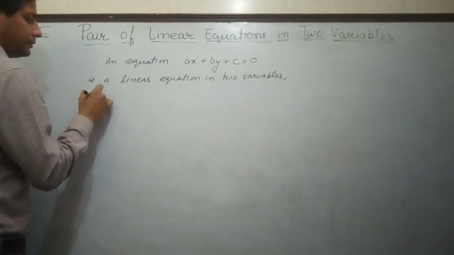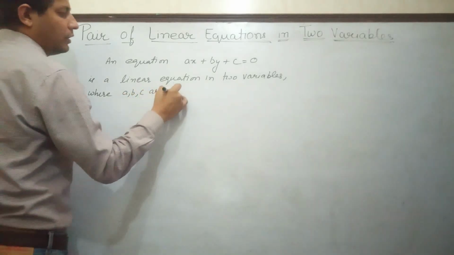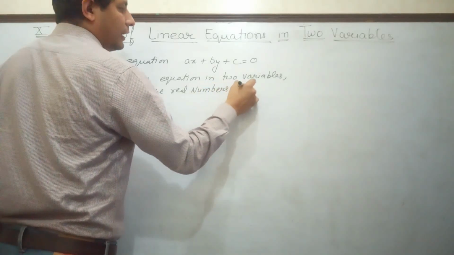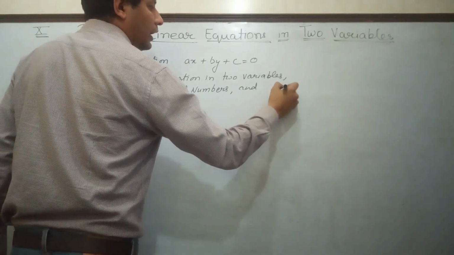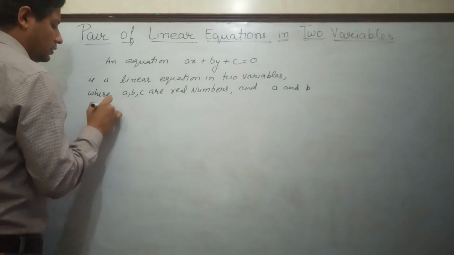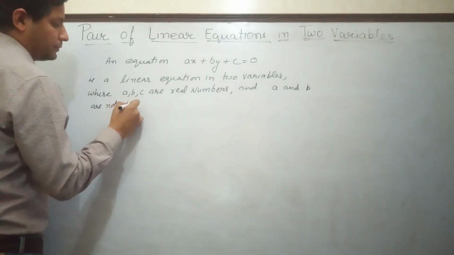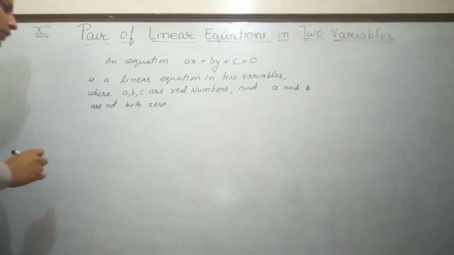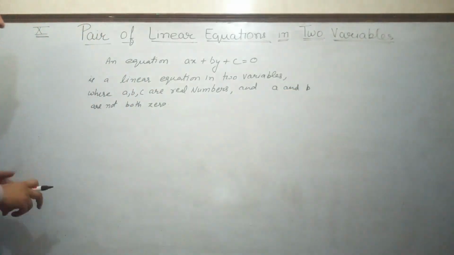where a, b, c are real numbers and a and b are not both zeros. So it is a very important statement. A and B are not both zero.